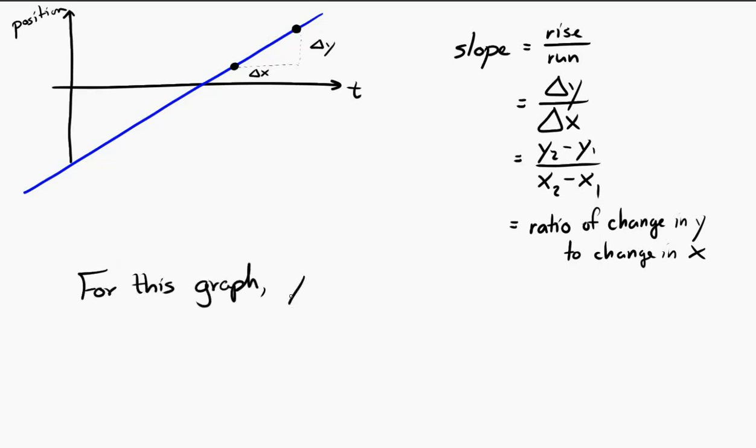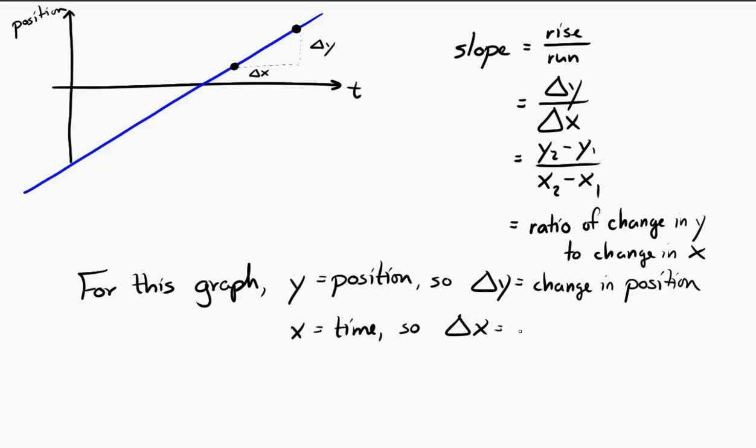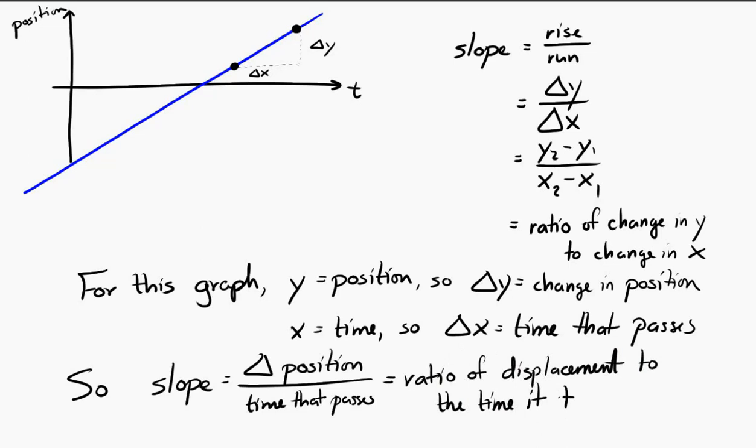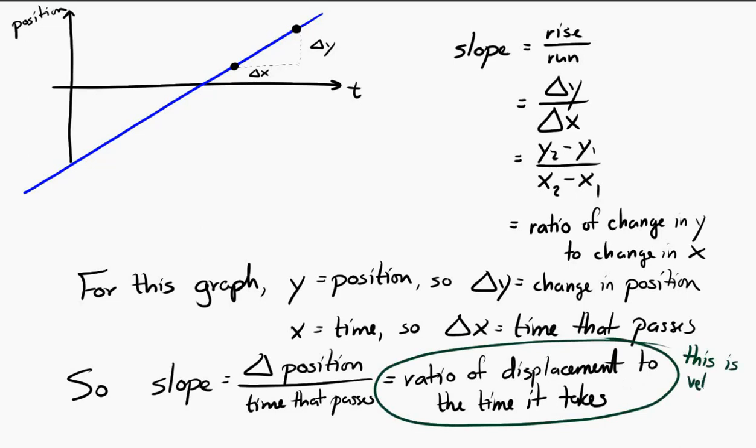So the change in your y variable is the change in position, and your x variable is the time, or a more natural way to say that is how much time passes. So in other words, the slope is equal to the ratio of the change in the position to the time it takes to change the position. Or said even another way, the change in the position, remember, is the displacement. So the slope is equal to the ratio of the displacement to the time that it takes to complete that displacement. That should ring a bell, because that's velocity. The slope of a position versus time graph is the velocity.